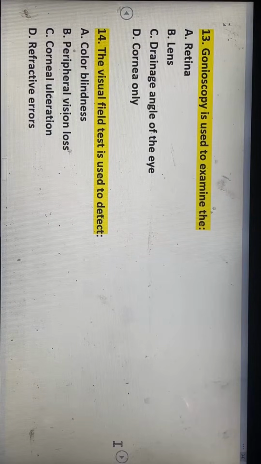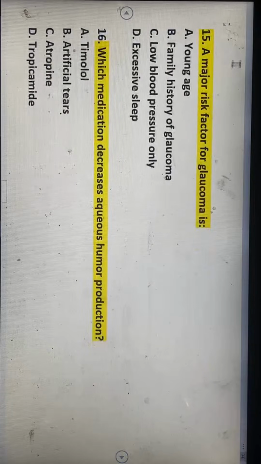All right, thank you. Now, a major risk factor for glaucoma is A, young age, B, family history of glaucoma, C, low blood pressure only, D, excessive sleep. I believe everyone should know this, that the right answer is what? B, family history of glaucoma.